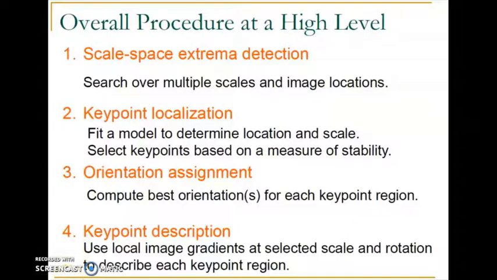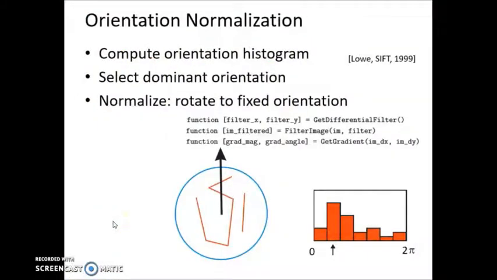The third step is the orientation assignment. Now, in order to calculate this orientation assignment, we will quickly recall the slide that we have already seen in the previous lecture. That is the orientation normalization. This is how it is performed. I'm repeating this once again. We need to compute our orientation histogram, select the dominant orientation, and then normalize the image by rotating the image patch by a fixed orientation.